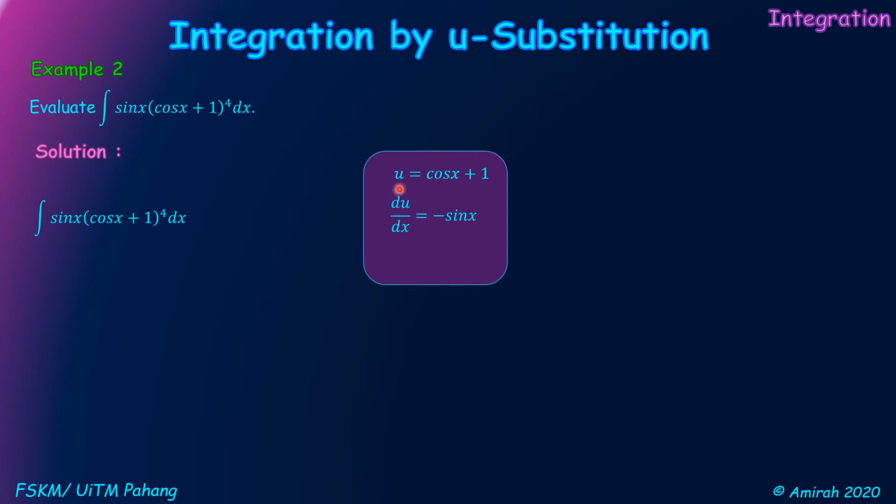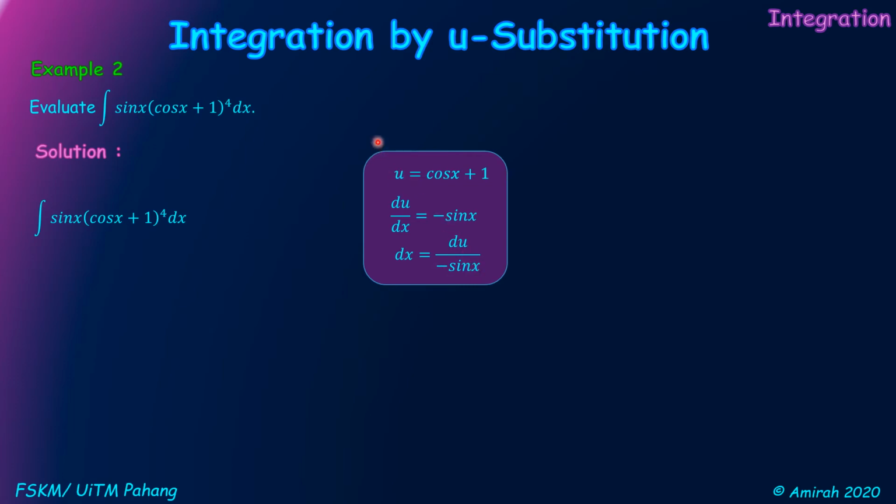After we choose u, we need to differentiate. So from variables u and x here, when we differentiate, we get du over dx equals, when we differentiate cos x, negative sin x. And when we differentiate a constant, it equals 0, and there is no need to write it. So we just write negative sin x here. After that, we write dx as the subject, and we cross multiply here, so we get dx equals du over negative sin x.